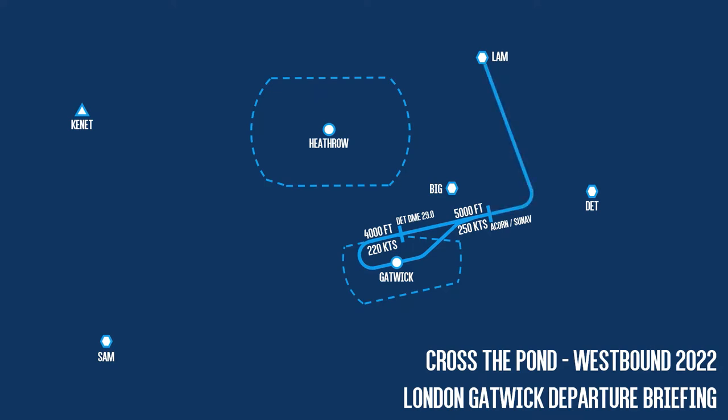However, before this, you can expect to be radar vectored by London Control onto a heading to position you to the west of Lambourne. You'll also be given a climb to flight level 130. It's important you reach this level promptly. Controllers need you to be level at flight level 130 by the sector boundary to deconflict against London Heathrow inbounds.